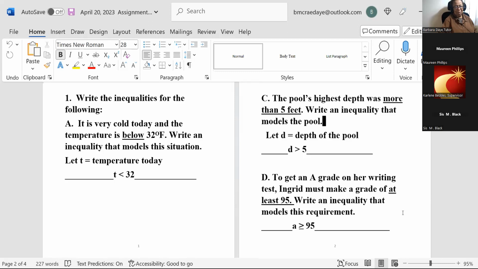Greater than or equal? That's right. That's why Maureen has greater than or equal. In other words, a 90 won't cut it, right? No. To get an A, 90 is not an A. That means you've got to have 95, 96, 97, up to 100 or 105 or whatever, right? Greater than or equal, but not less than. Got it? Yes. Okay, very good.